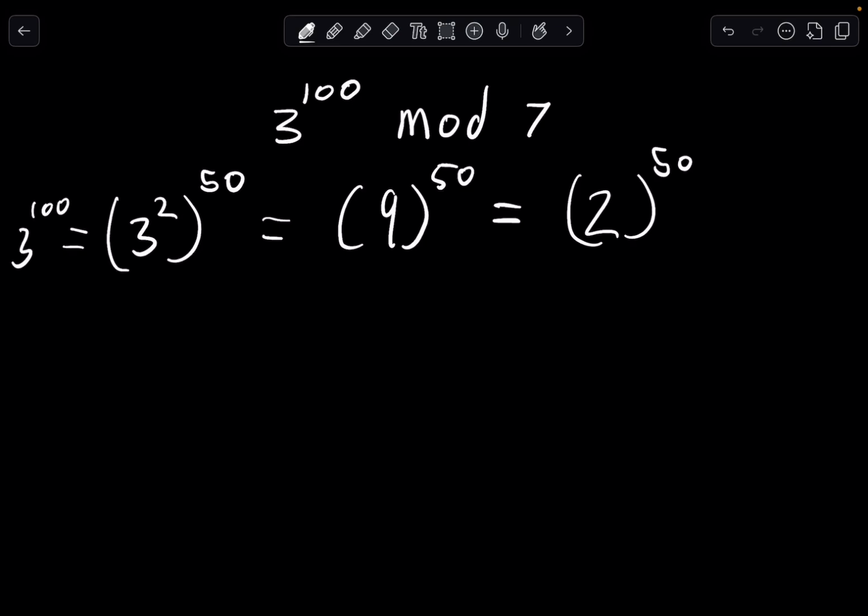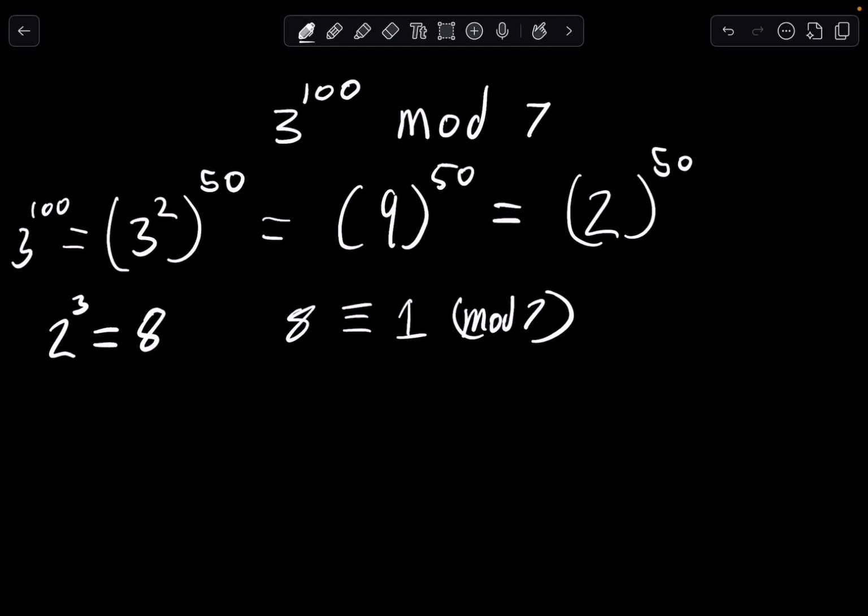Okay, so now reducing further from 2 to the 50. How can we do this? I think right now the cleanest way that we can do this is that if you think about 2 to the 3, that equals 8. And 8 in mod 7 is actually congruent to 1. And with exponents, that'll just end up being 1.